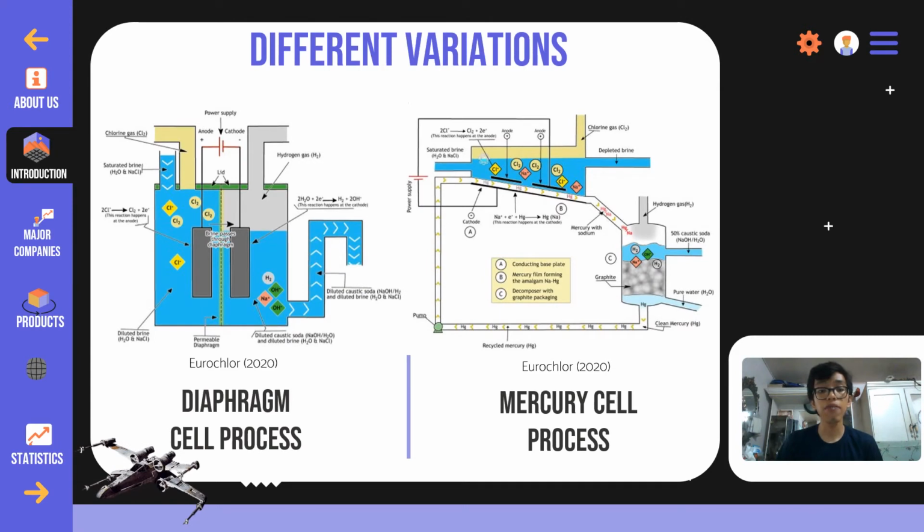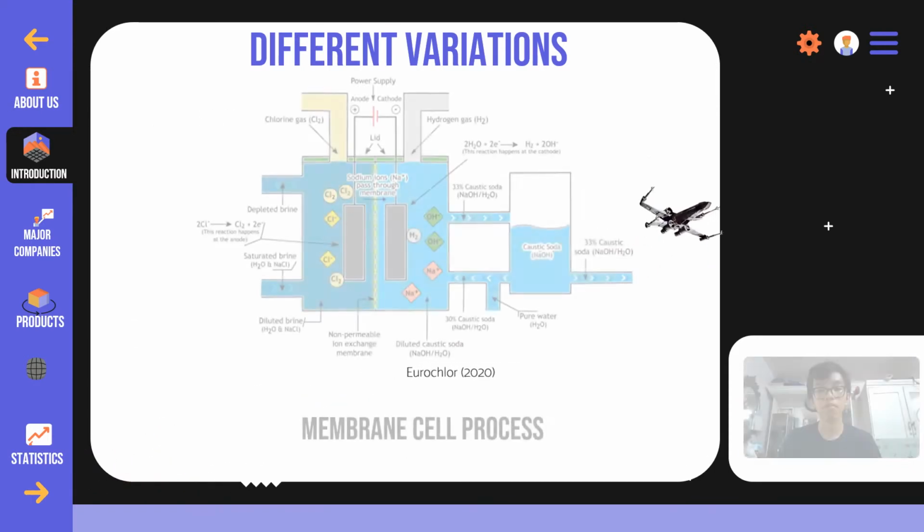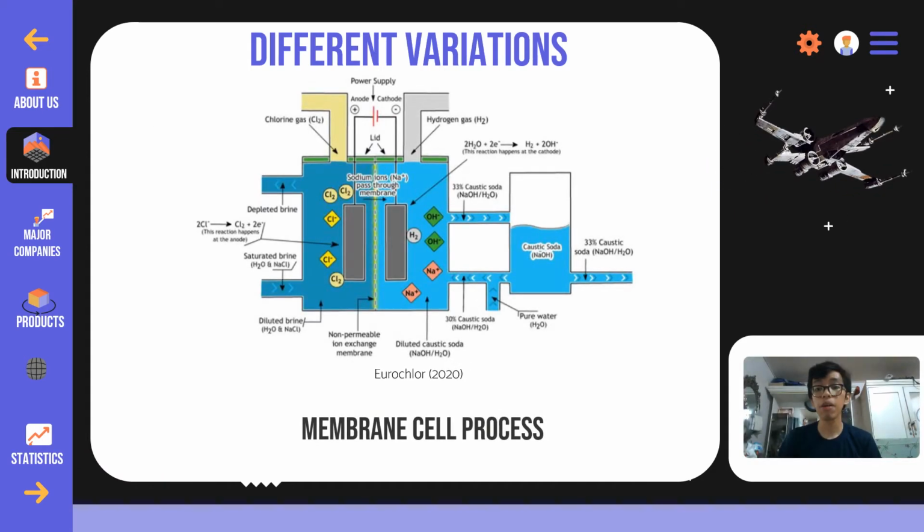Now there are 3 variations of the chlor-alkali process, and these account for the 3 different types of semi-permeable membranes utilized. One is the diaphragm cell process, which uses an asbestos filter. Another is the mercury cell process, which employs a sodium-mercury amalgam. And the membrane cell process, which employs a membrane derived from a polymer. Of the 3 variations, the membrane cell process is the most widely used, safest, and has the least energy consumption.